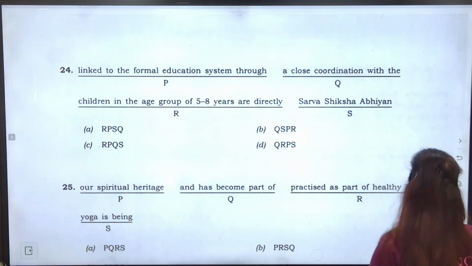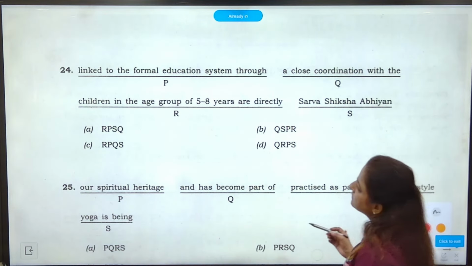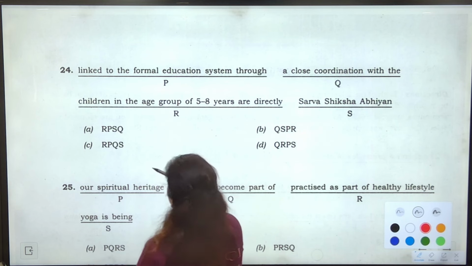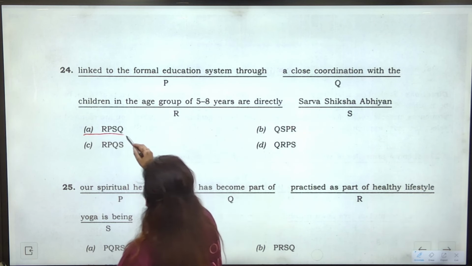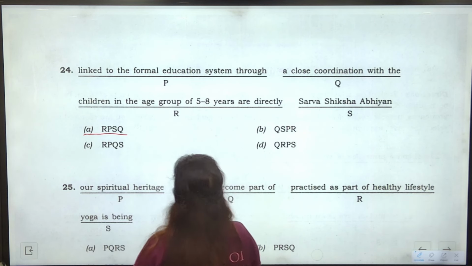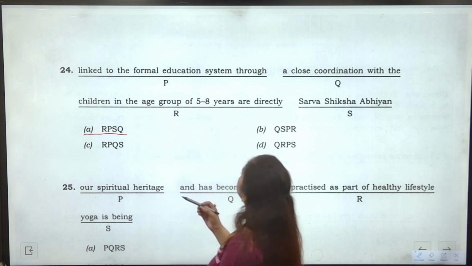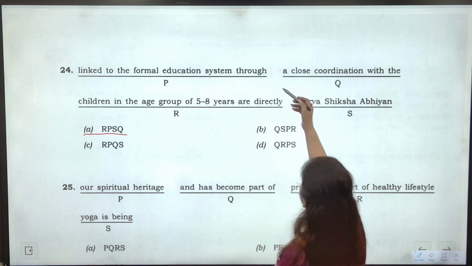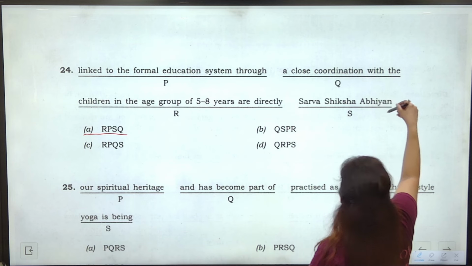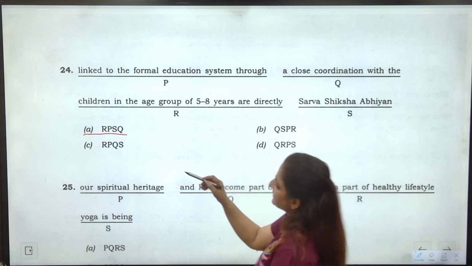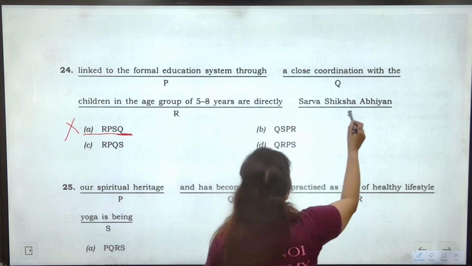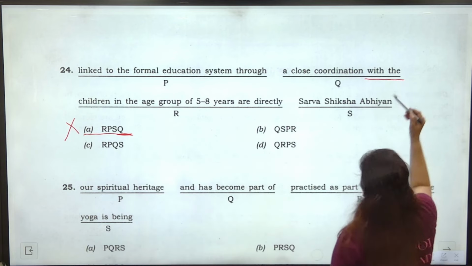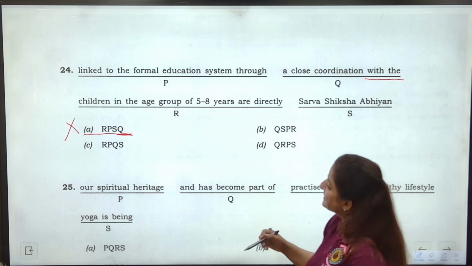Question 24. Let's read alpha. Linked to the formal education system through... we read RPSQ. Children in the age group of 5 to 8 years are directly linked to the formal education system through Sarva Shiksha Abhiyan. This is not the answer. Reason, look at how it is ending. देखो ये end कैसे हो रहा है, Q से end हो रहा है, और ये statement कभी ऐसे end नहीं होता है ना. Yeah, so rule it out.